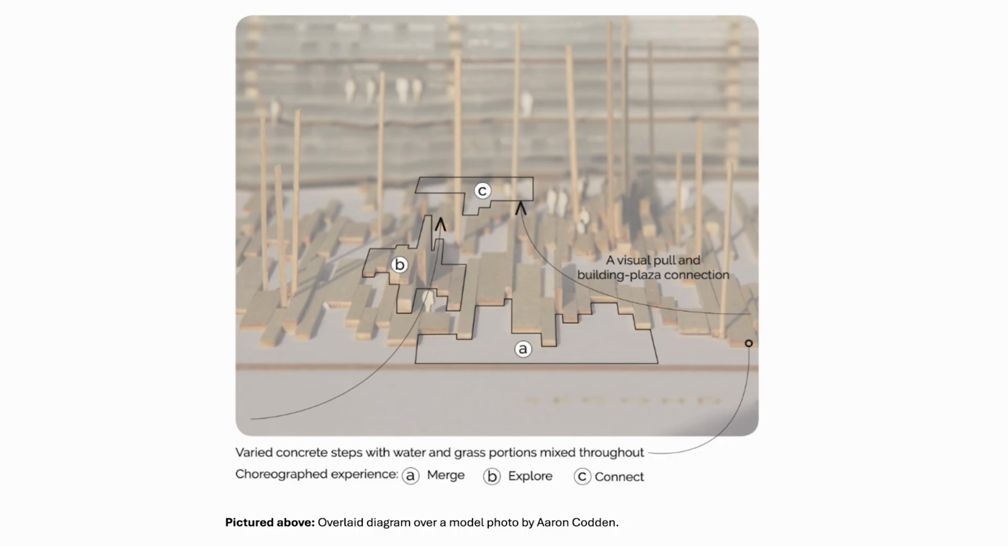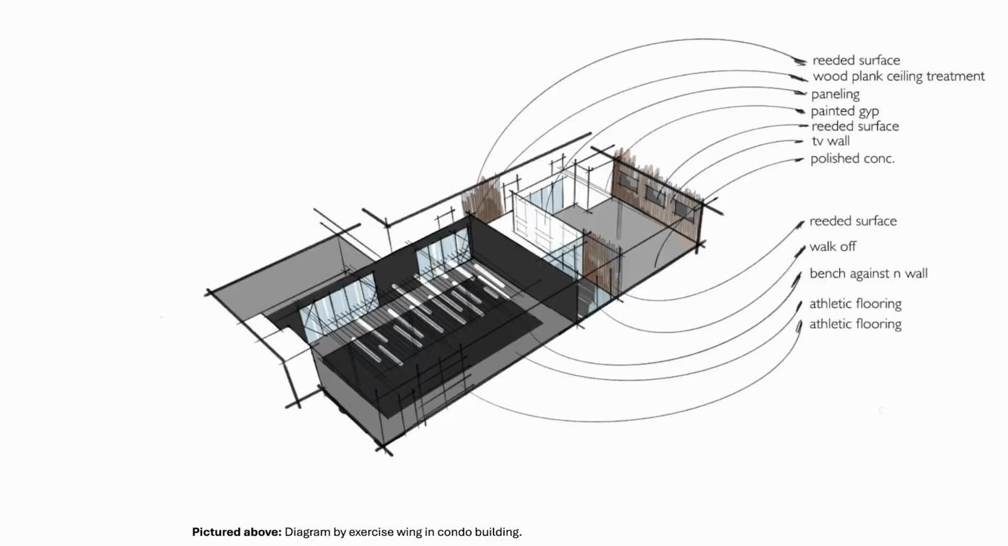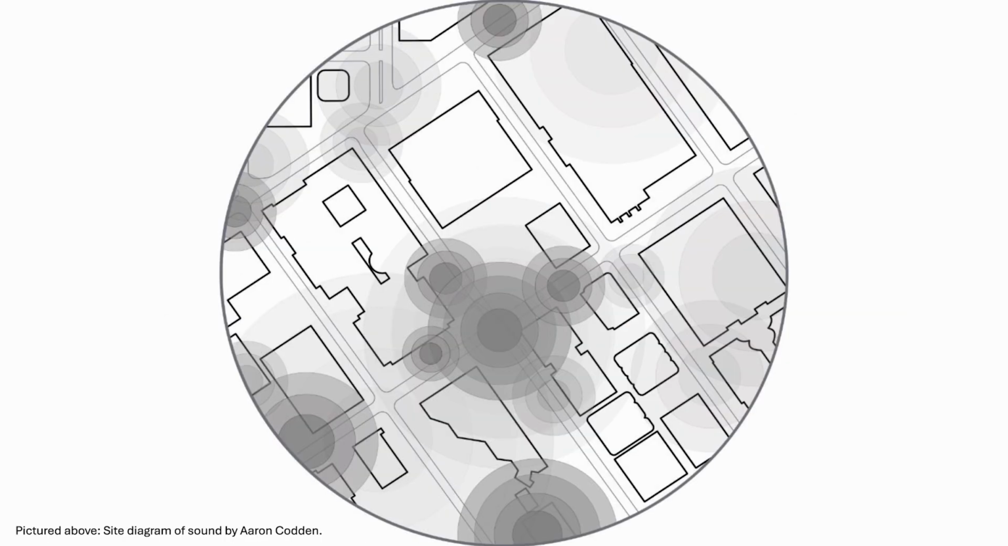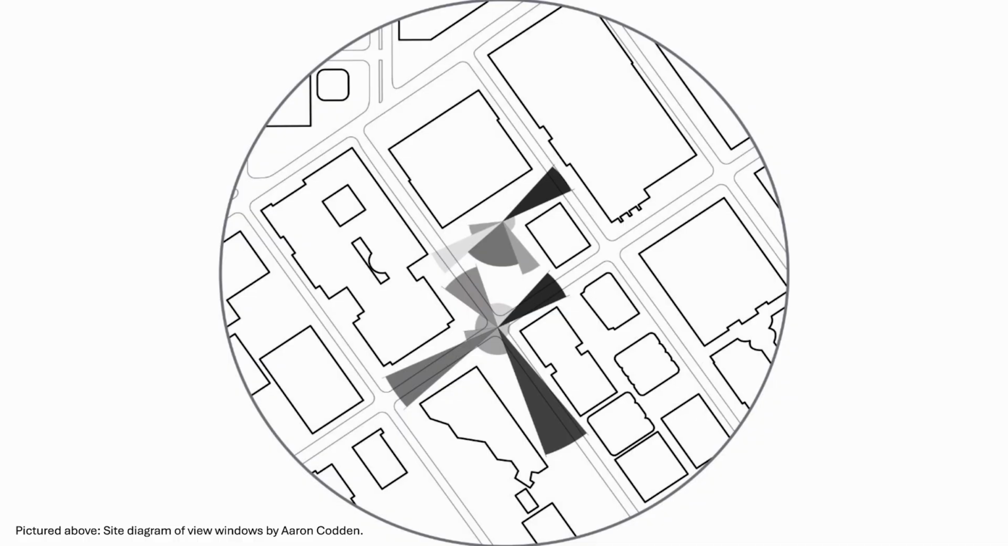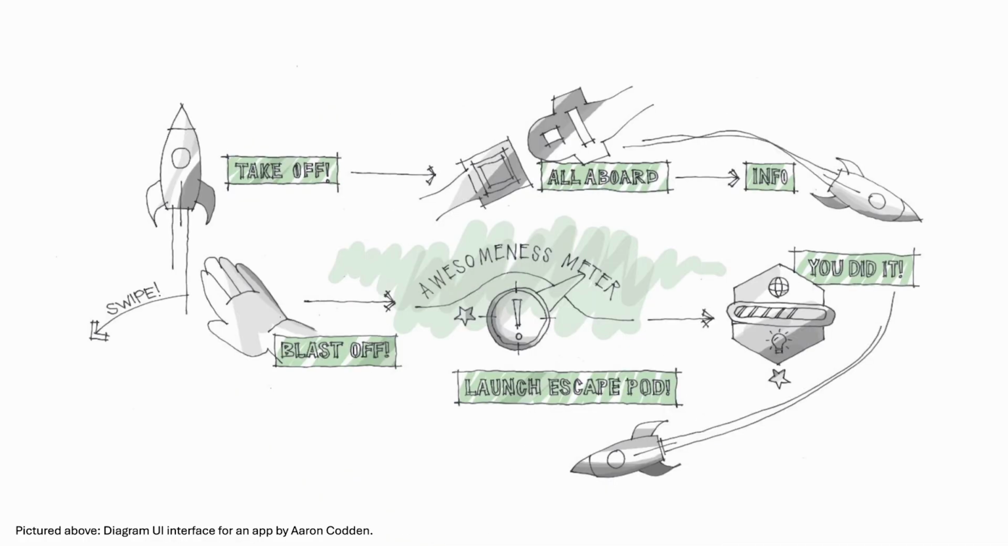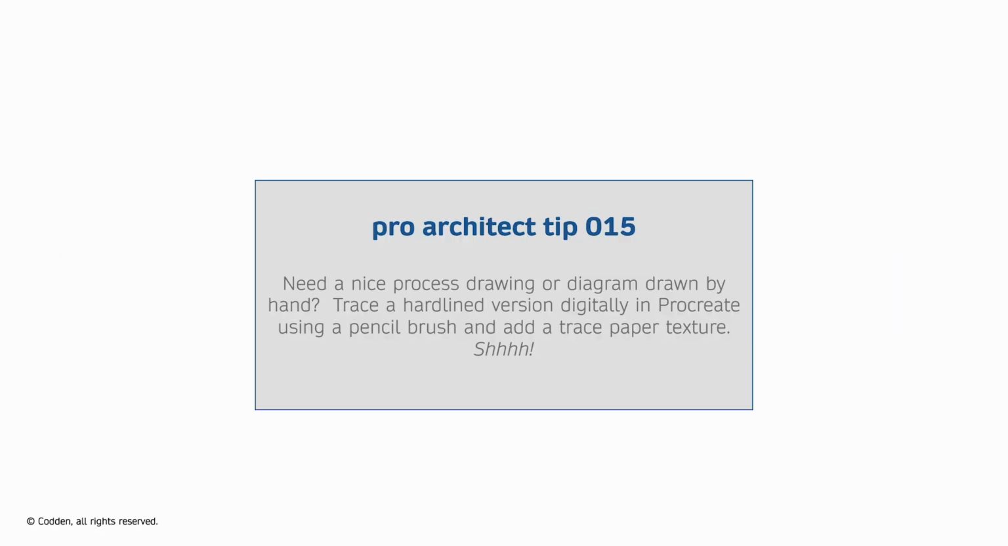We can even have diagrams that are line work overlaid over a photo, like here, or silly little sketches you do on your iPad within a few minutes. Maybe they can showcase sound within an urban environment, view corridors, or potentially if you create an app, I actually did this in practice at a firm, it can show you just the different process that goes on within that app. So I want you to think about process drawings and think about doing them by hand and putting them in your portfolio, not all of them, but some of them.